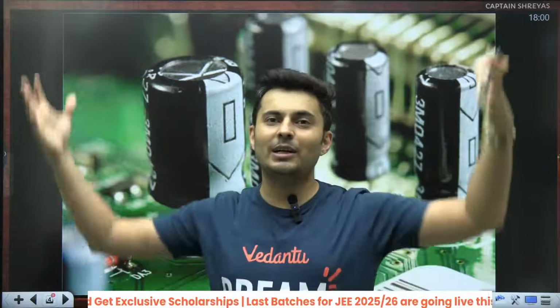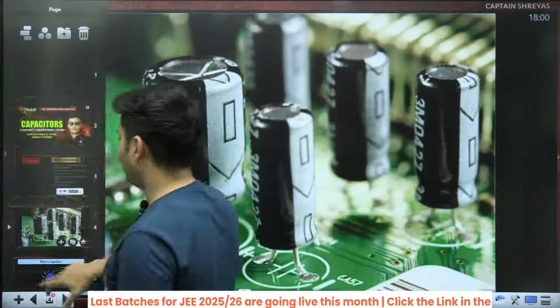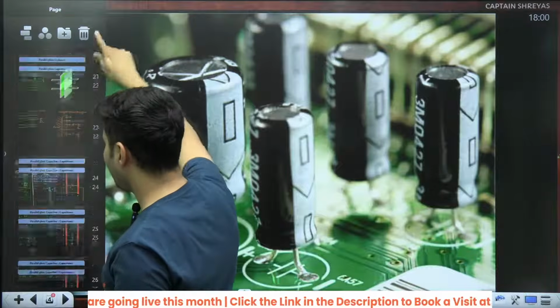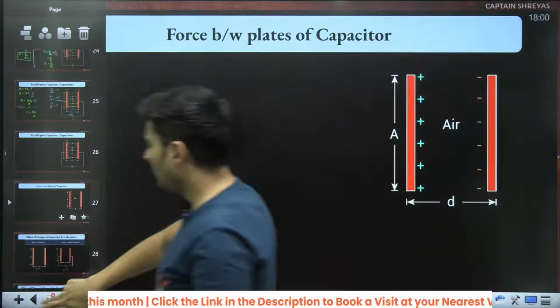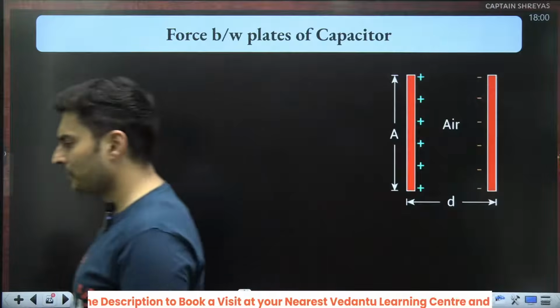If nobody was holding it, if it was floating in air, it would have gone and stuck to each other like magnets. So that is not happening because of the casing or the enclosure which is there. But what is the force on the plates of a capacitor? How do I find that out?